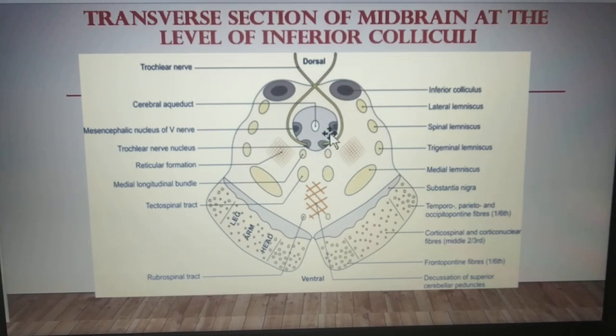So these are all the structures situated in the central periaqueductal region. Next will be the inferior colliculus. The inferior colliculus is located on the dorsal aspect. It is the large mass of grey matter lying in the tectum region. It forms the cell station in the auditory pathway and is probably concerned with the reflex involving auditory stimulus.